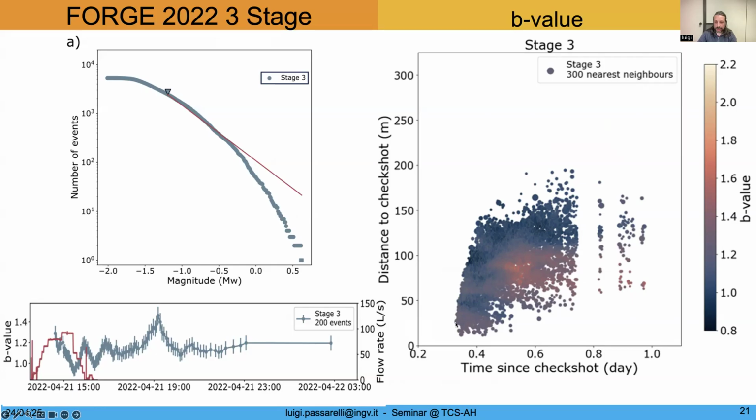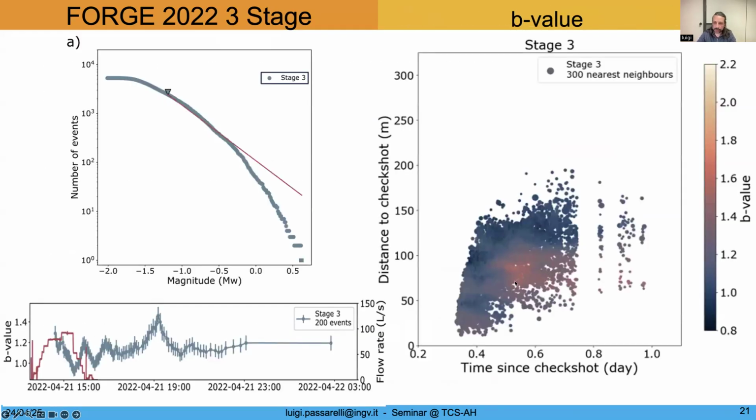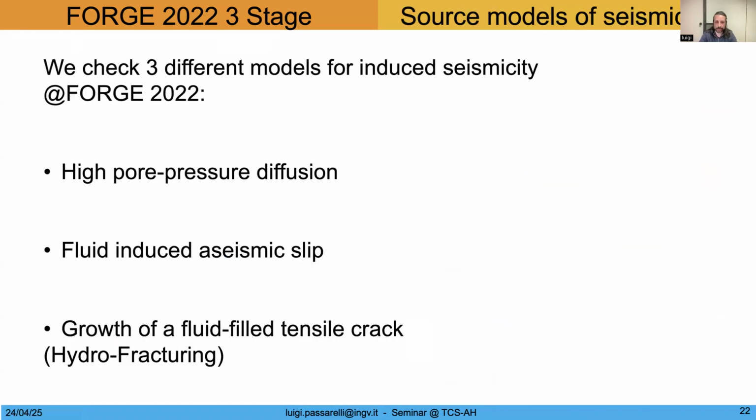But what is very interesting is that the B-value is telling us that the largest magnitude events, so the lowest B-value, are at the edge of this propagating front of seismicity. While inside the cloud, the B-value is higher, so there are much smaller events compared to the propagating front of the seismicity.